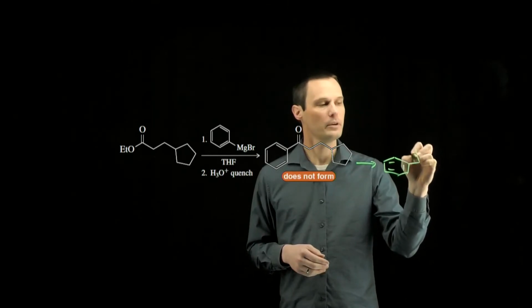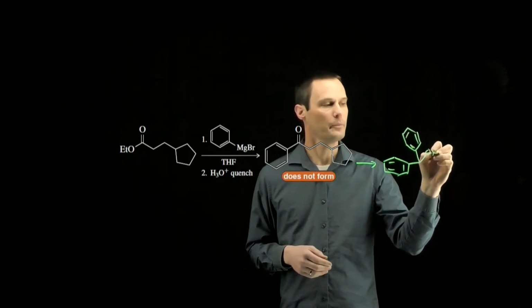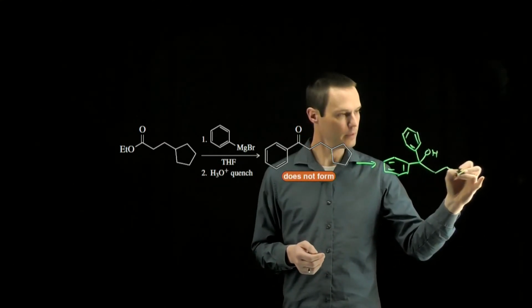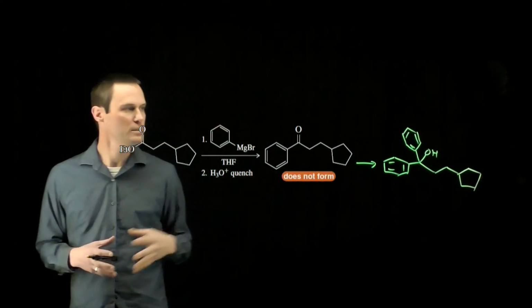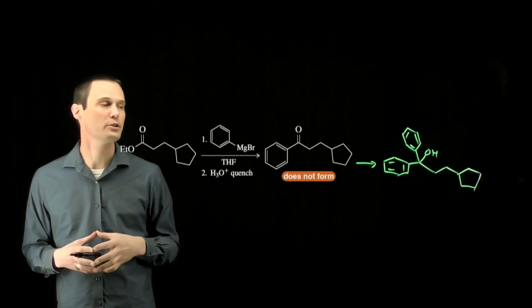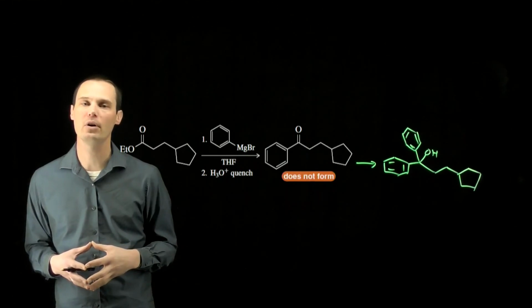So we'll have a benzene ring and another benzene ring, and then the alcohol. And then we'll have a 3-carbon spacer followed by the cyclopentane ring. This is the product that forms when we add phenyl Grignard to this particular ester. We get 2 incorporations of the Grignard reagent, and we form a tertiary alcohol as our major product.